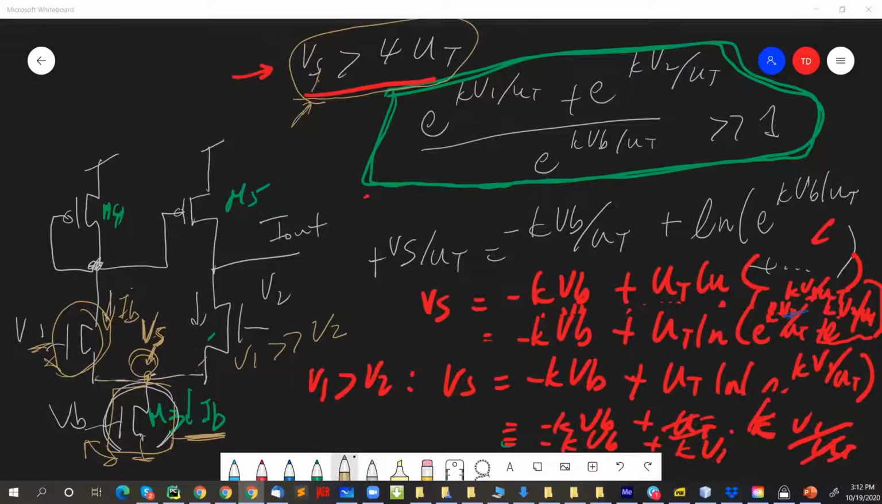So that's sort of where you have to set V1 and V2. It has to be at least VB, the bias voltage, plus 4 UT over kappa, right? So a few more 100 millivolts. And if you don't have this condition satisfied, that's why this common mode voltage is important.